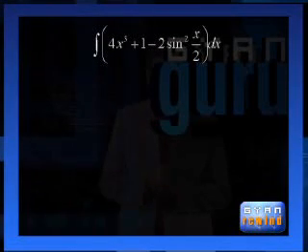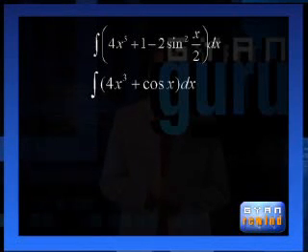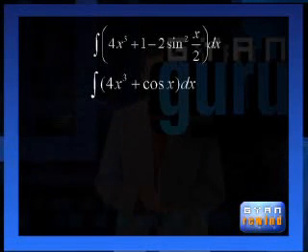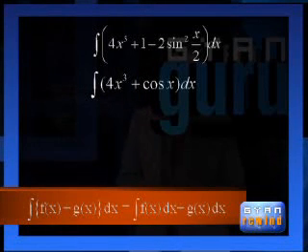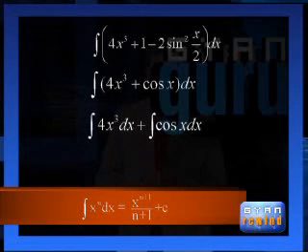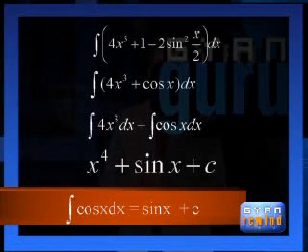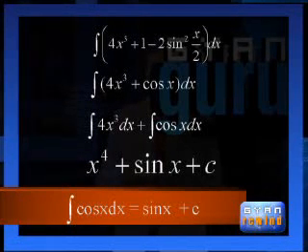Using this, the expression now becomes integral of 4x cubed plus cos x dx. So we apply the first property and get integral of 4x cubed dx plus integral of cos x dx. Then we apply the standard formula and get our answer. Simple. x to the power of 4 plus sin x plus c.